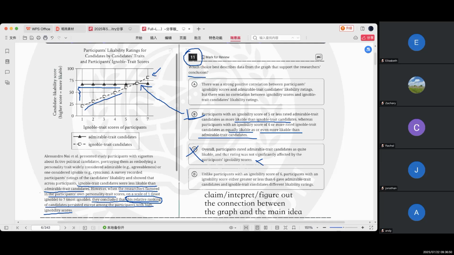And then D says unlike participants with an ignorability score of 6, participants with an ignorability score either greater or less than 6 gave admirable trait candidates and ignorable trait candidates different likability ratings. It is a correct description of the graph, but it does not support this claim. You see, the main claim is that if the ignorability score is very high, then it's going to be an exception. But D is saying only when it's equal to 6 is it an exception. It didn't take the scenarios when it's greater than 6 into consideration. So that's why D could also be ruled out.